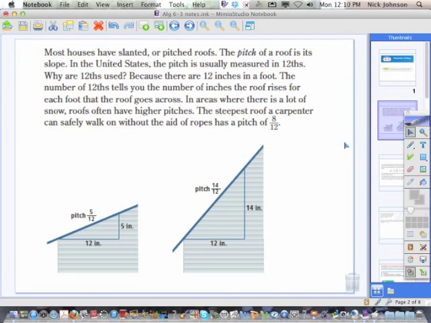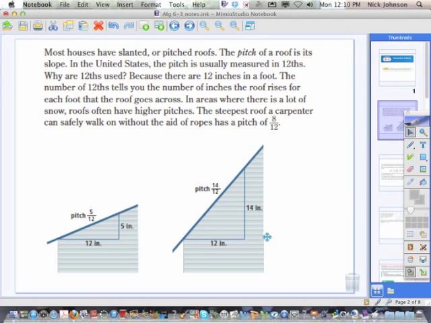The steepest roof a carpenter can safely walk on without the aid of ropes has a pitch of 8 divided by 12. So if you look here at these two pictures, this is a pitch of 5 over 12. Rise, 5 inches. Run, 12 inches. 5 over 12, which would mean it's probably in an area where there is not a whole lot of snow, given that snow would sit on top of there the majority of the time and create leaks or even damage in the roof.